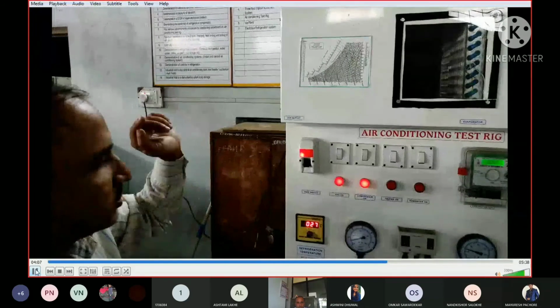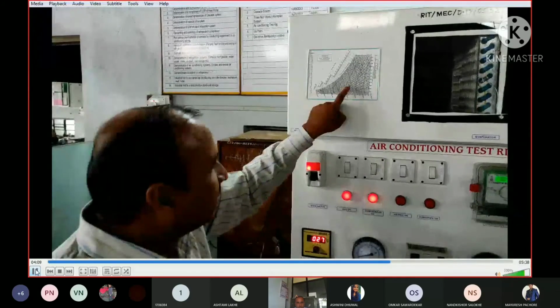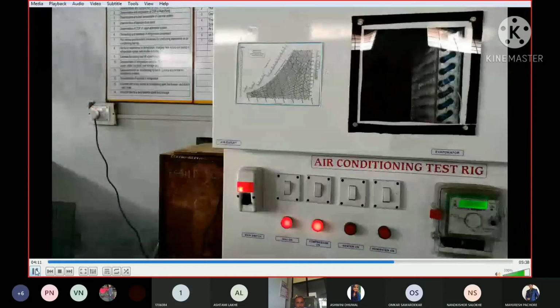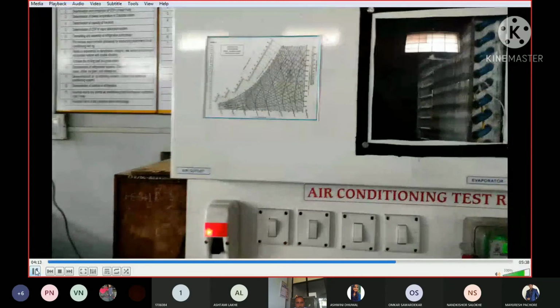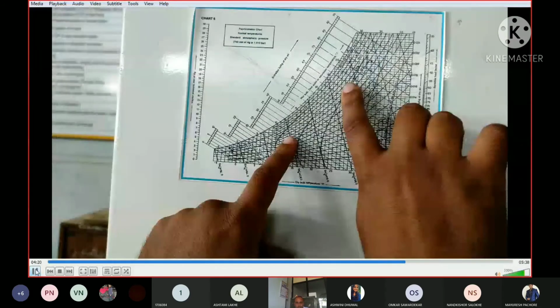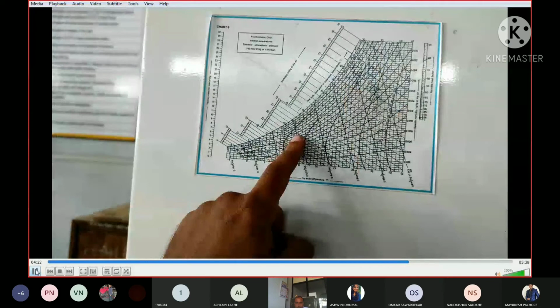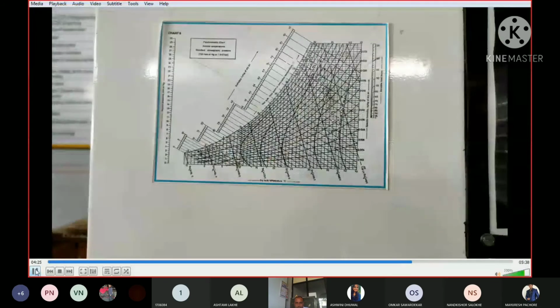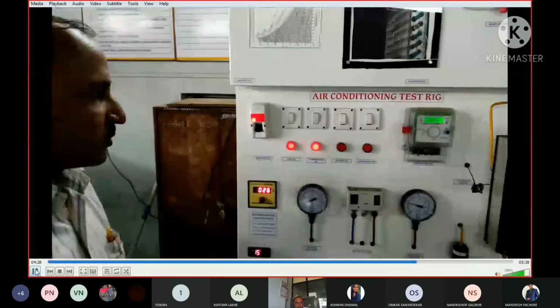Whatever data we get from the sensible heating, we have some inlet temperature and some outlet temperature, that is dry bulb temperature and wet bulb temperature. Mark the 2 points and draw the line. That is the process happening on the psychrometric chart. Likewise, you are going to perform 3 processes.